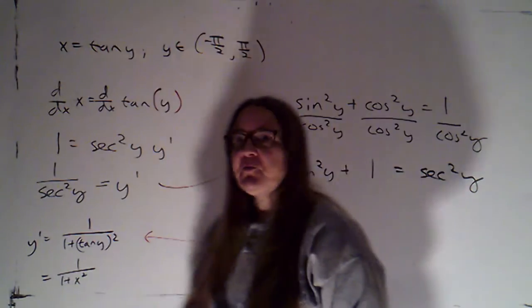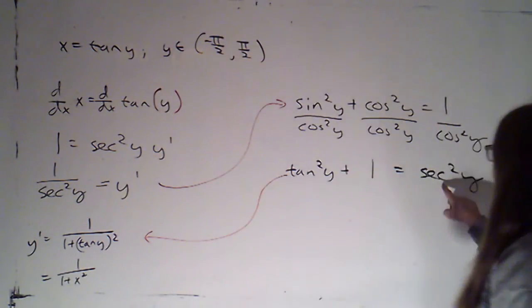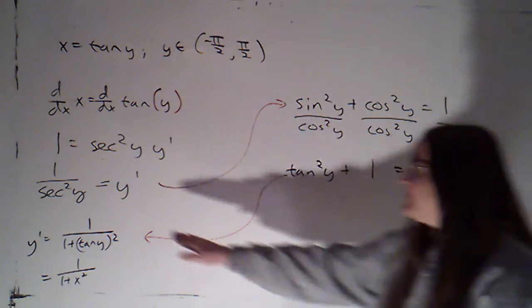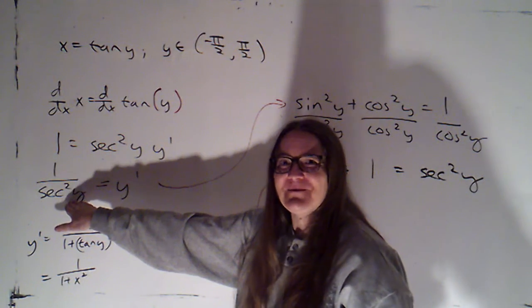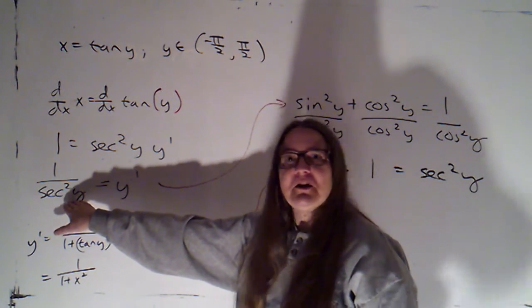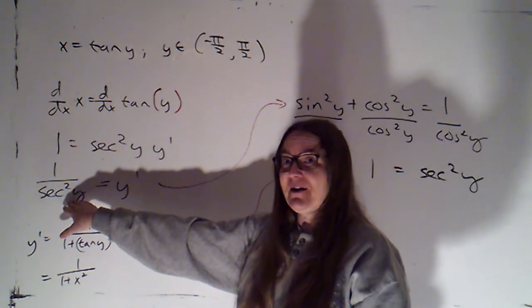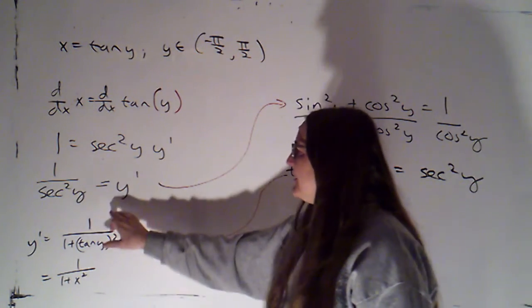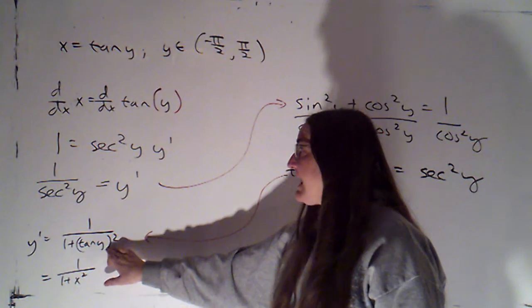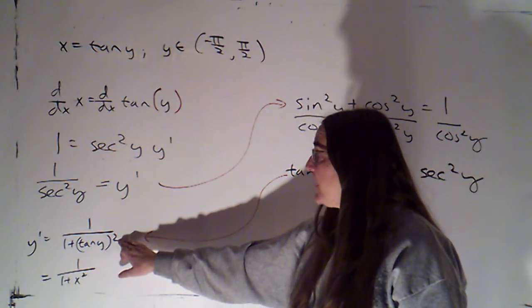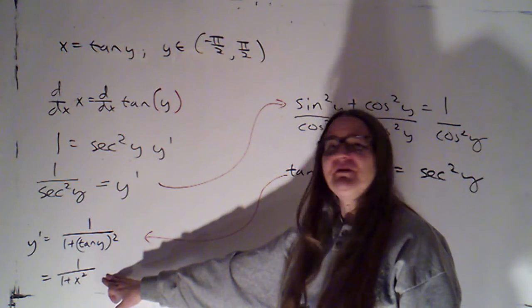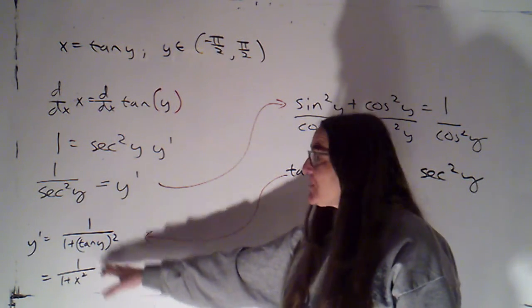Now this one's super nice because I don't actually have to take the square root to solve for secant, because it was secant squared that I have to substitute in for. So no need to worry about the square root and the absolute value and figuring out the sign of things. This becomes 1 over 1 plus tangent of y, quantity squared. Tangent of y was x, so that's 1 over 1 plus x squared. Pretty cool.